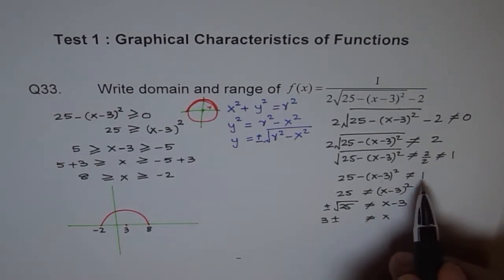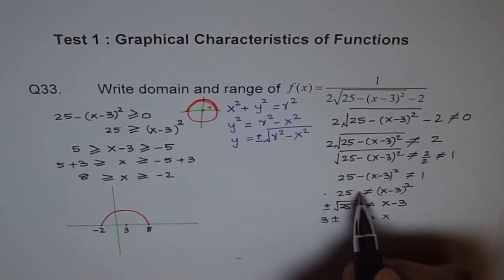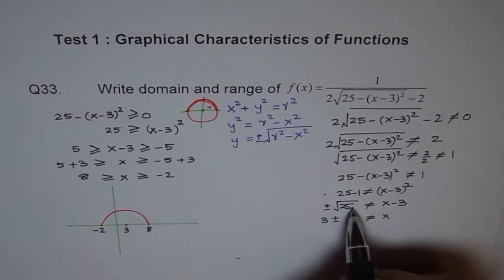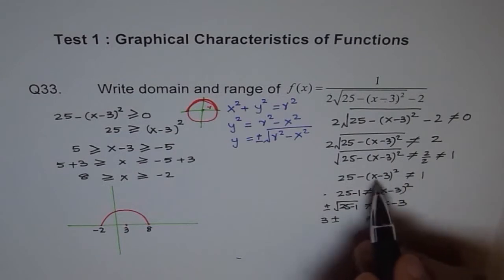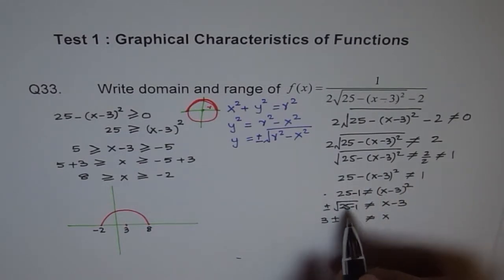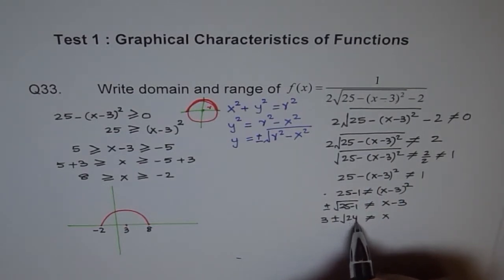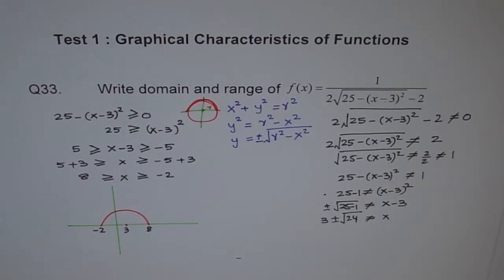Oh, we forgot to do minus 1 this side, sorry. So when we do minus 1, let me bring minus 1 here. So this is 25 minus 1, this is 25 minus 1 within square root, correct? One I forgot here, right? So 25 minus 1 is 24, we'll say square root of 24. So we get x is not equal to 3 plus minus square root of 24, correct?